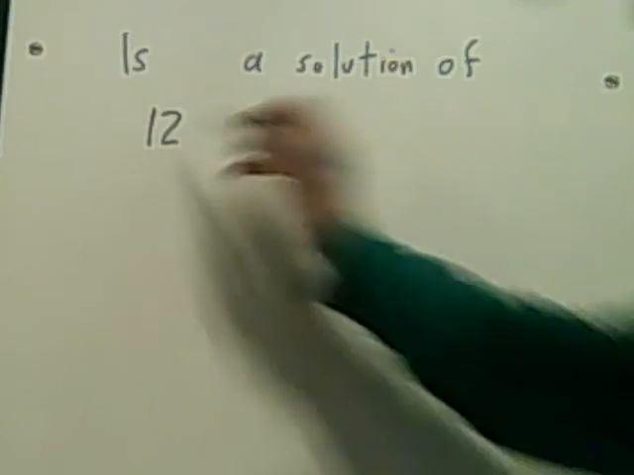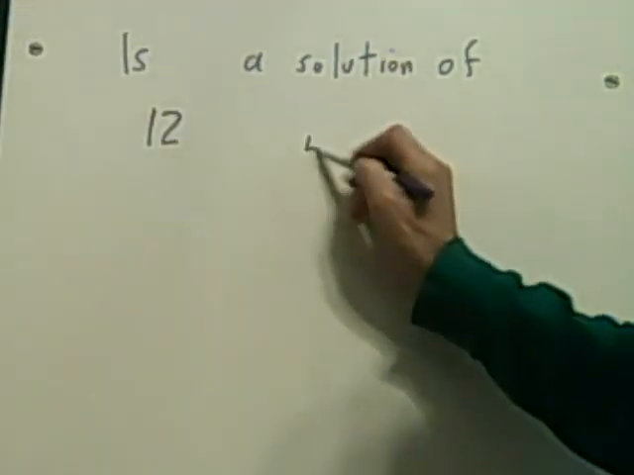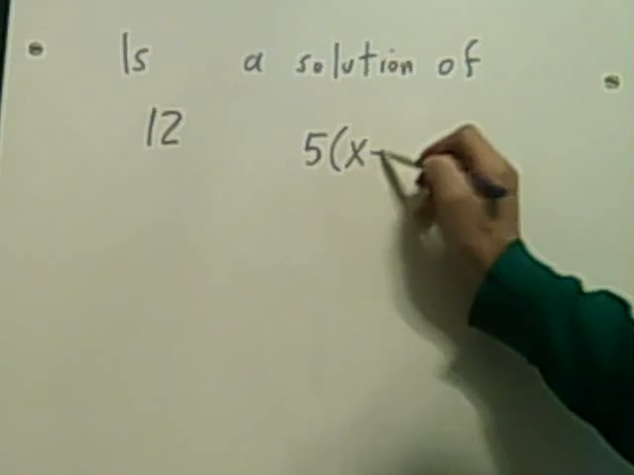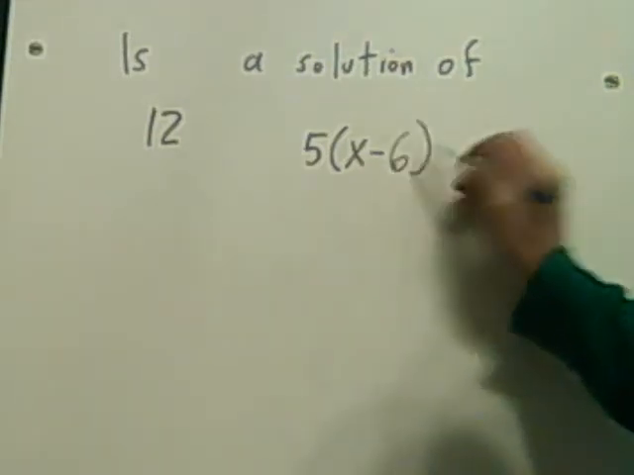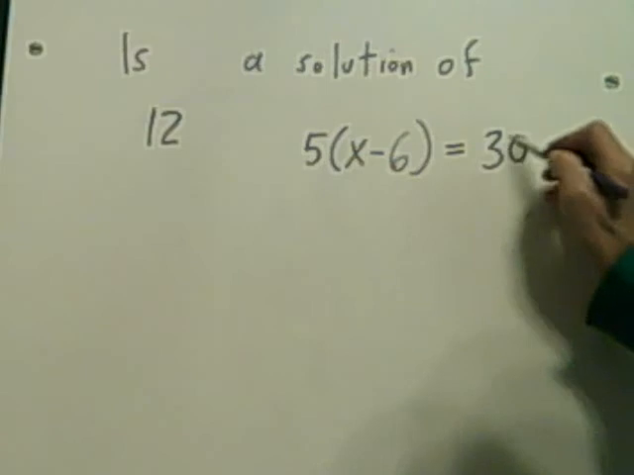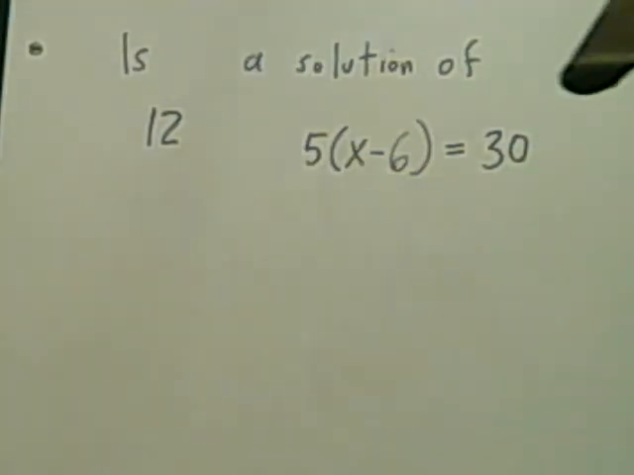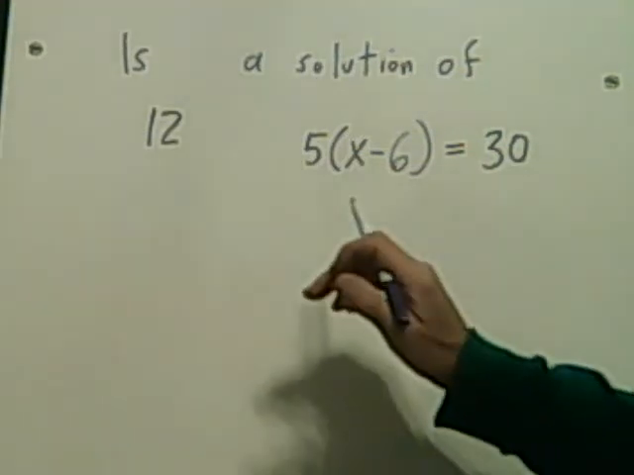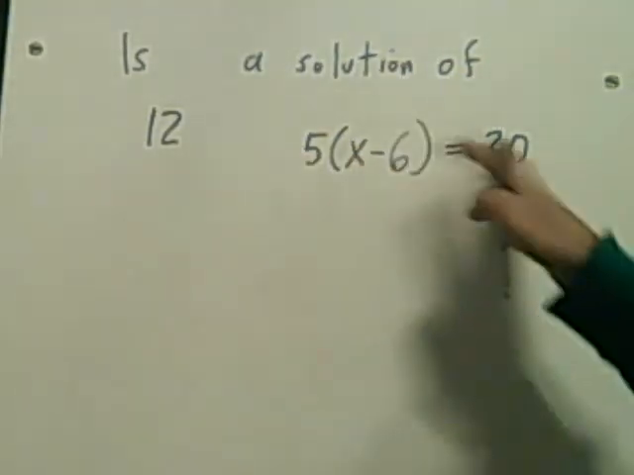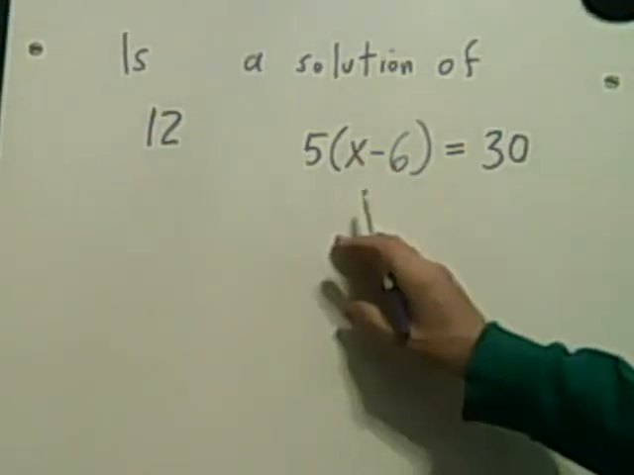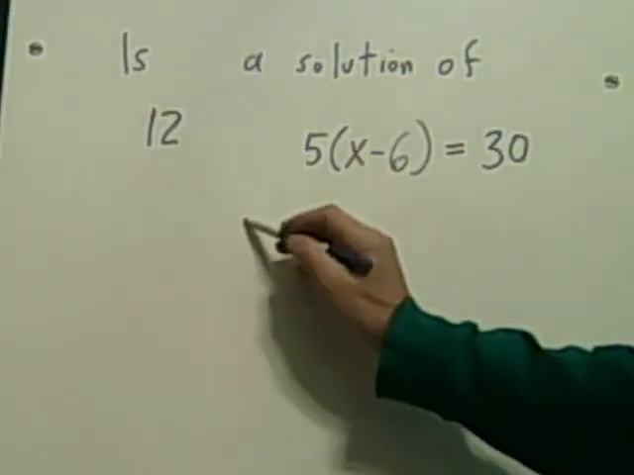Okay, let's go to problem 10. Is 12 a solution of 5 times (x minus 6) equals 30? Now, after you get good at these with practice, some of these you could just do in your head. But I'm going to write them out in a bit of shorthand because I do this type of thing all the time. I'm very good at it. But because this is for instruction, I'll always write it down.